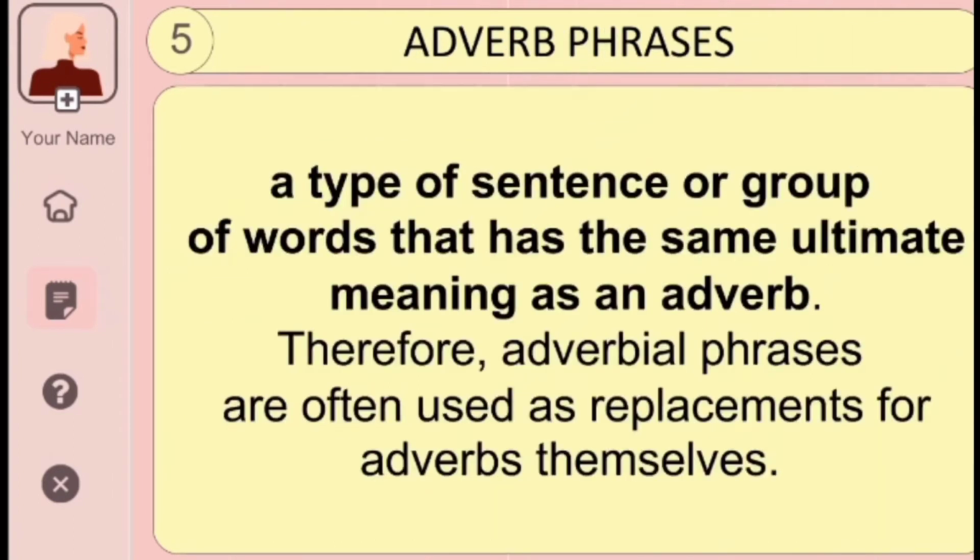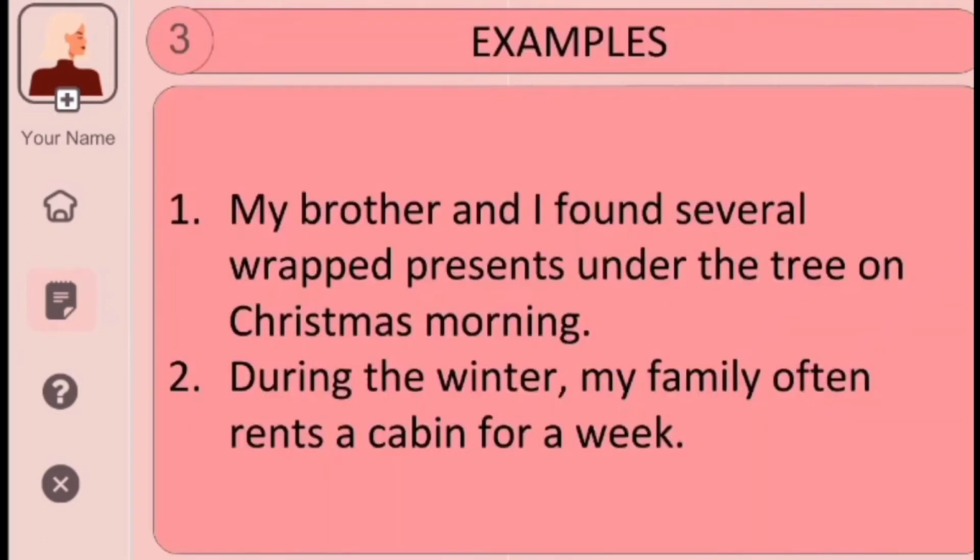Next, we have the adverb phrase. An adverb phrase is a type of sentence or group of words that has the same ultimate meaning as an adverb. Therefore, adverbial phrases are often used as replacements for adverbs themselves. So, a prepositional phrase can be used as an adverb in the sentence. So, we are going to start by looking for prepositional phrases in the sentence, and we will decide what word in the sentence they modify. Now, I have 2 examples here.